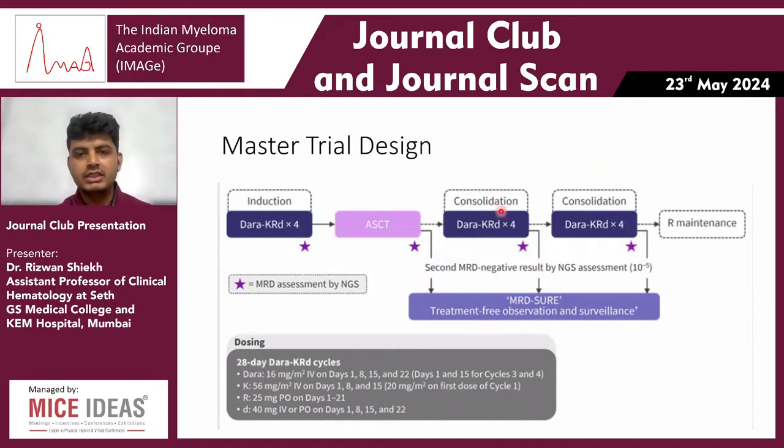In the protocol, they've mentioned that the MRD assessment was actually done in between the Dara-KRD consolidation. So it was done after 2 cycles, at cycle 6 and cycle 10. So after 2 cycles they have done it somewhere in between, and then here also they have done it somewhere in between. So not at the end, as depicted in the picture.